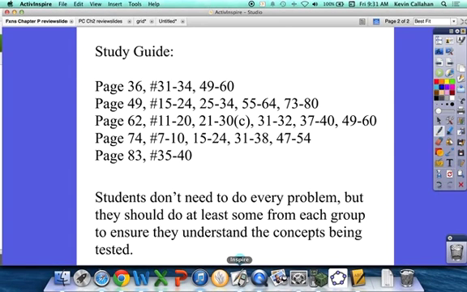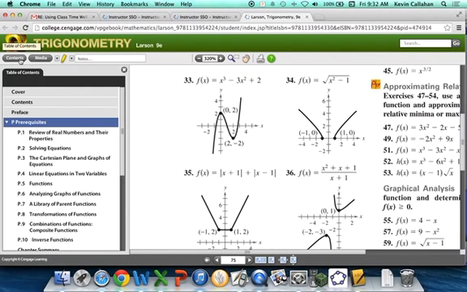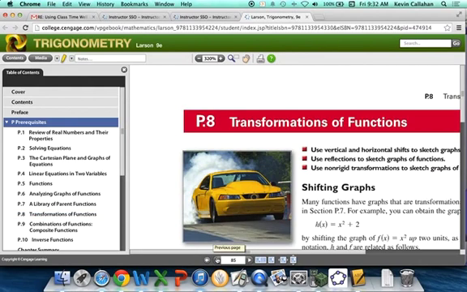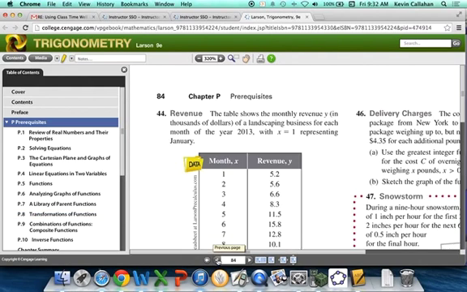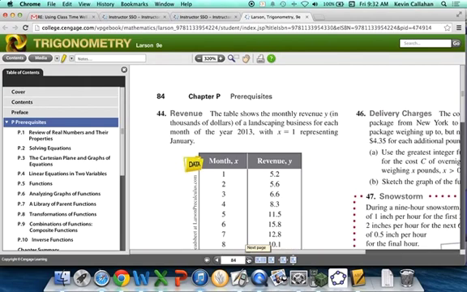And last, next 83, 35 to 40. So I think I need to go here. 83, wasn't that this? That was this one. Oh, yeah, I know what it is. Nope.